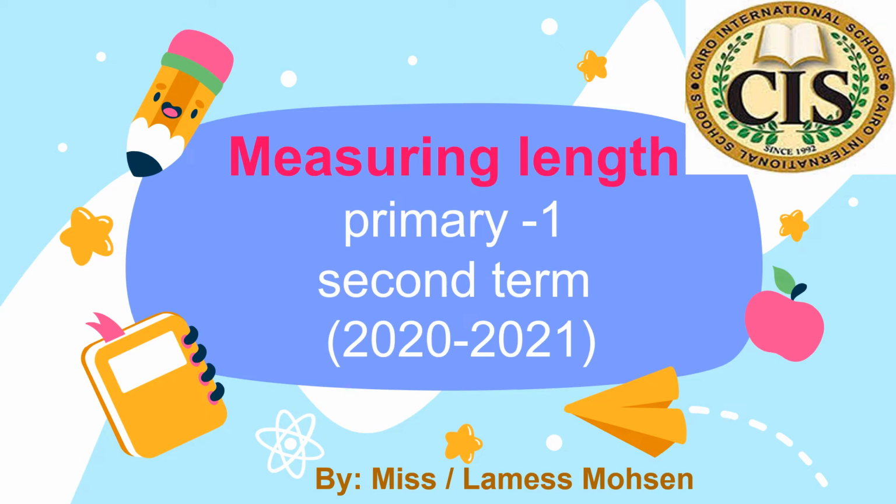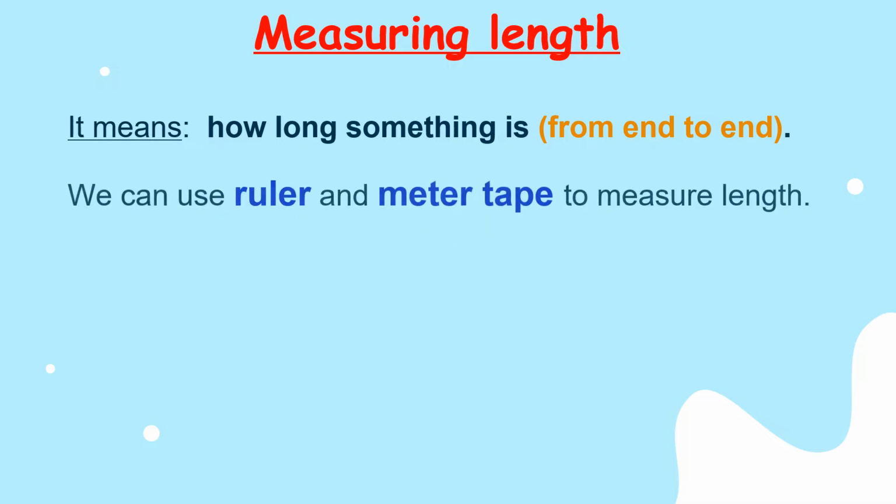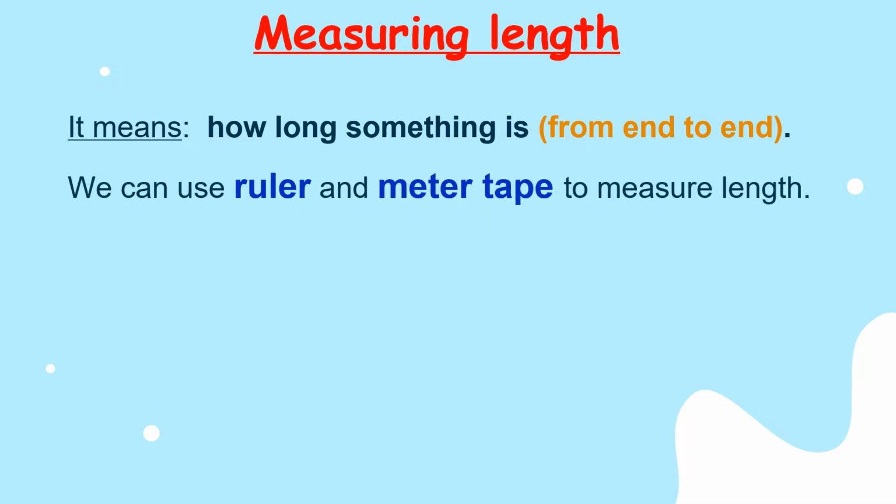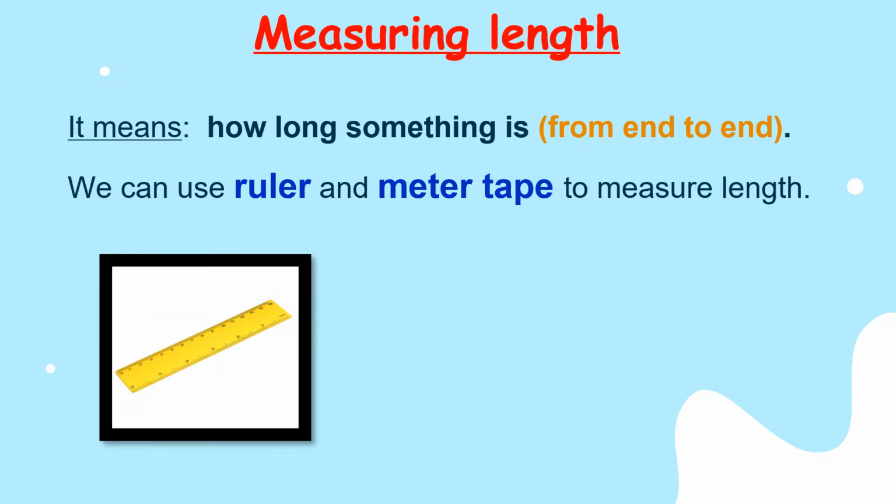Today we are going to learn about measuring length. Measuring length means how long something is from one end to the other end. We can use a ruler and a meter tape to measure length. Here we have a ruler and a meter tape.